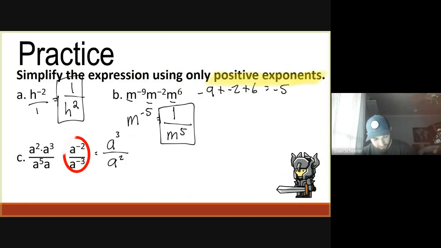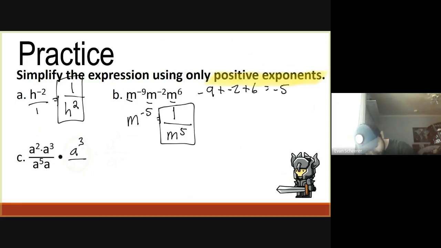Therefore, I can get rid of this. Hopefully this doesn't take too long. I can get rid of this, and I'm going to write a cubed over a squared, right? So this is going to be times 8 times a cubed over a squared. So now I can multiply across. I have a 2, a 3, and a 3.